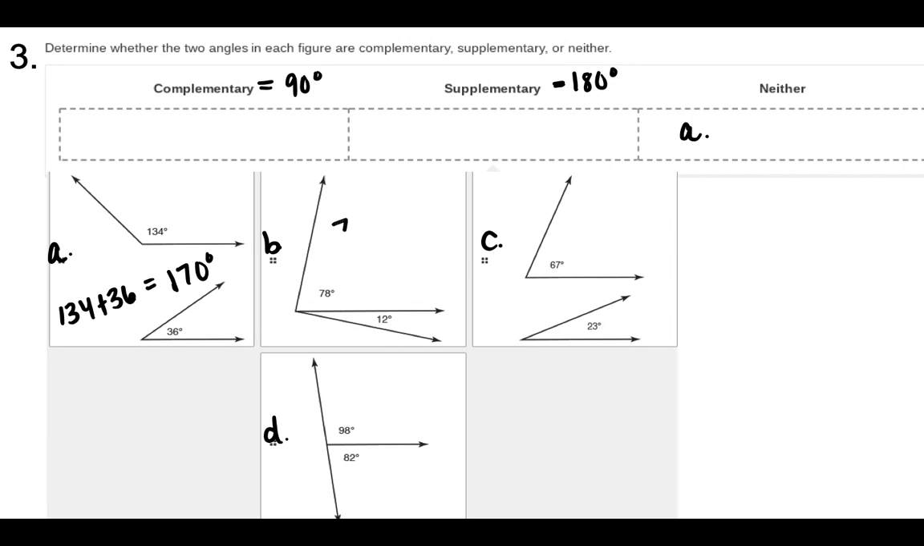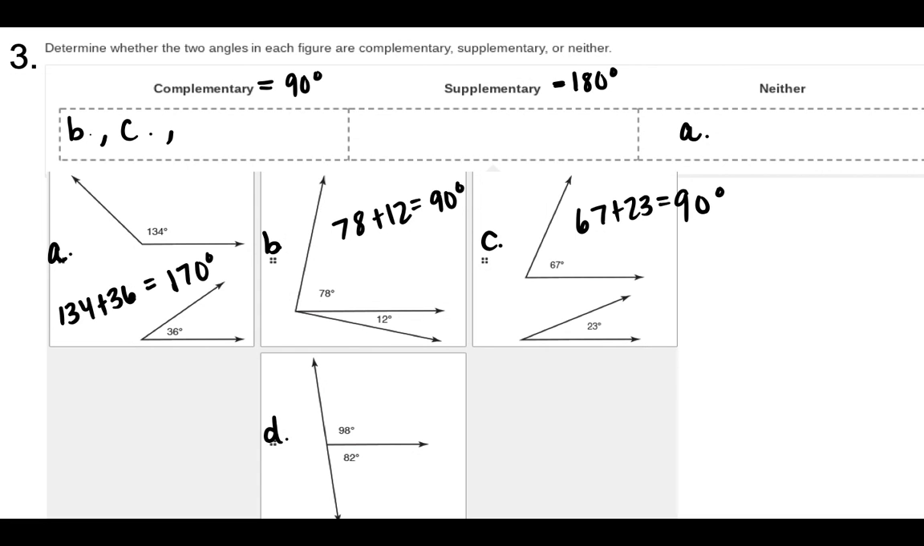Then B, we're going to write 78 plus 12 degrees. 78 plus 12 gives me 90 degrees. Remember, angles that add up to 90 degrees are complementary. So B goes under complementary. Then let's look at C. We're going to go 67 plus 23. 67 plus 23 equals 90 degrees. Angles that add up to 90 degrees are complementary. So we're going to write C there.